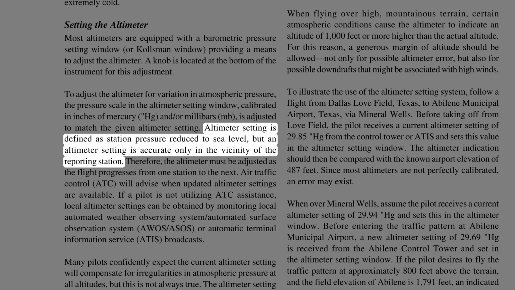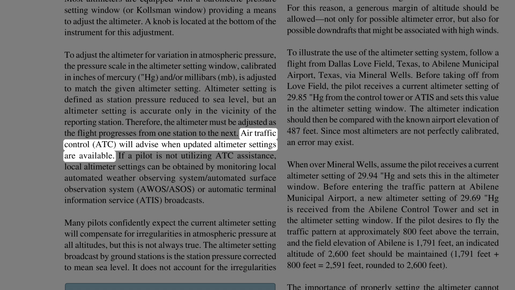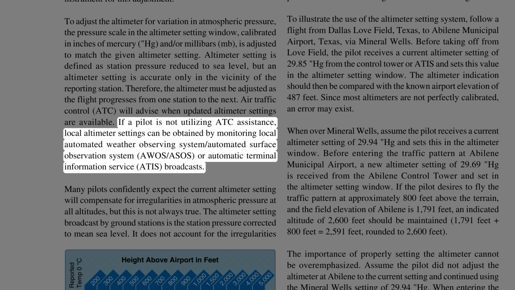Altimeter setting is defined as station pressure reduced to sea level, but an altimeter setting is accurate only in the vicinity of the reporting station. Therefore, the altimeter must be adjusted as the flight progresses from one station to the next. Air Traffic Control, ATC, will advise when updated altimeter settings are available. If a pilot is not utilizing ATC assistance, local altimeter settings can be obtained by monitoring local Automated Weather Observing System, Automated Surface Observation System, AWOS, ASOS, or Automatic Terminal Information Service, ATIS, broadcasts.